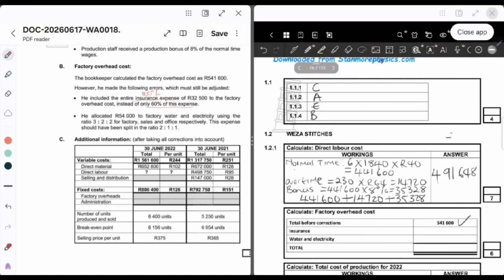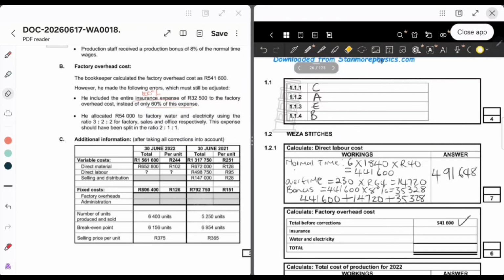So out of the 100% that he allocated to the factory, he was only supposed to put the 60% there, meaning that he added 40% extra. So we need to take out this 40% extra. How do we get this 40% extra? You can do it in two ways, right?